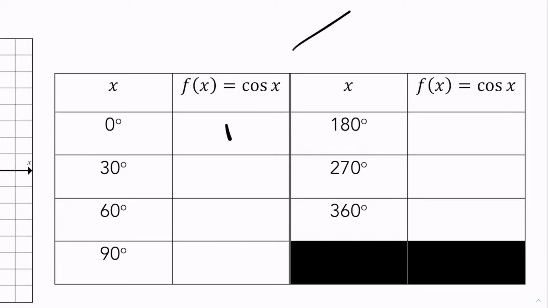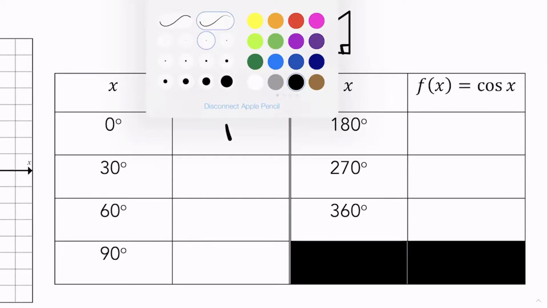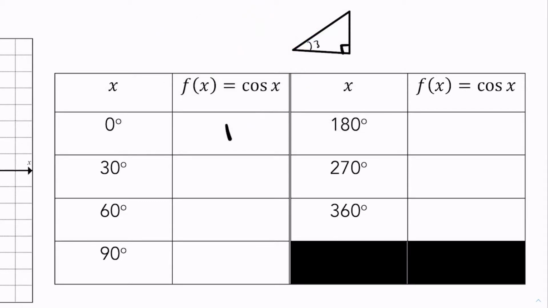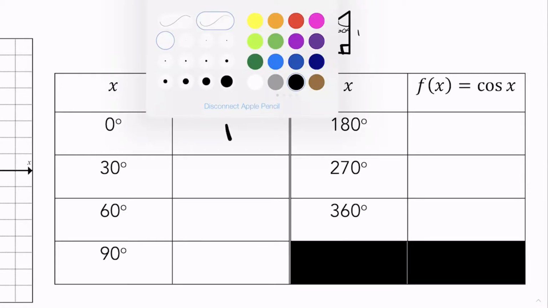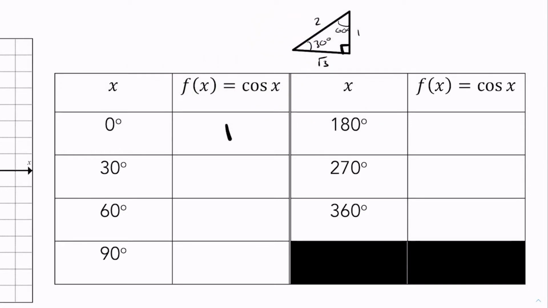Cos of 30, so I'm going to pull up my 90, 30, 60 triangle. So that's 90. Here we have 30. Oops, it's not 130. Let me get smaller here. 30, and here we have 60. So this is going to be 1. We got 2. We got root 3 here. So cos of 30 is going to be root 3 over 2, or 0.86. Cos of 60 is 1 over 2, or 0.5.